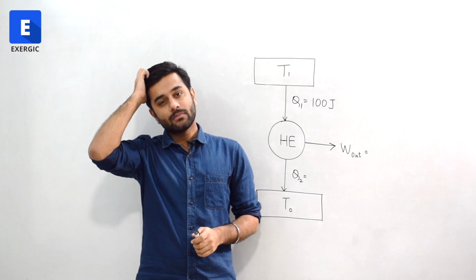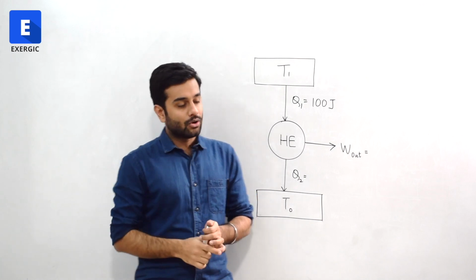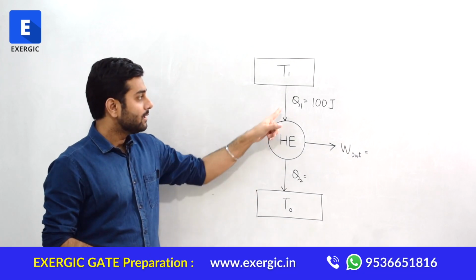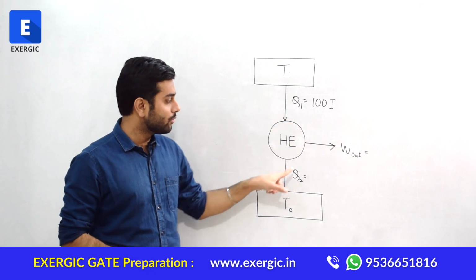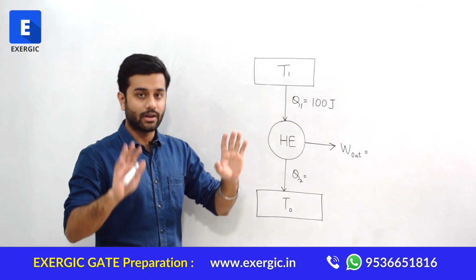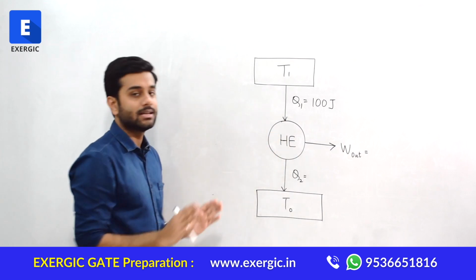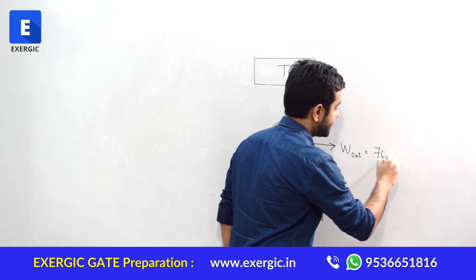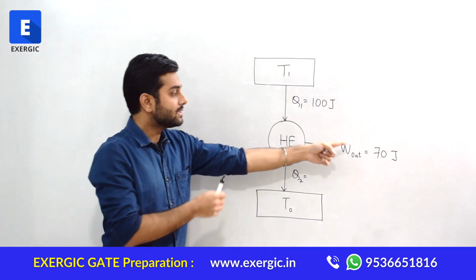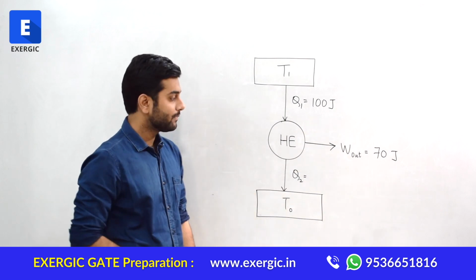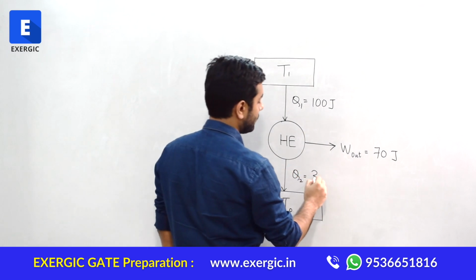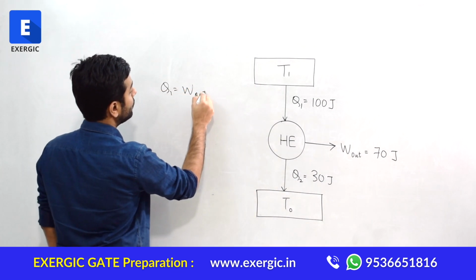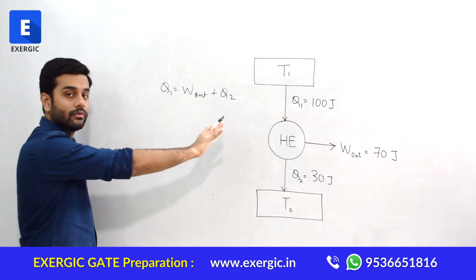But tell me, whether my selection of reversible or irreversible heat engine affects the arithmetic of Q1, W out and Q2. What I want to say is that when this heat engine is reversible, let us say, then this W out is coming out to be 70 joule. 100 joule of heat is supplied, 70 joule of work we have got as the output. And here Q2 will be 30. Why 30? Because Q1 is equal to W out plus Q2 is true for this case.